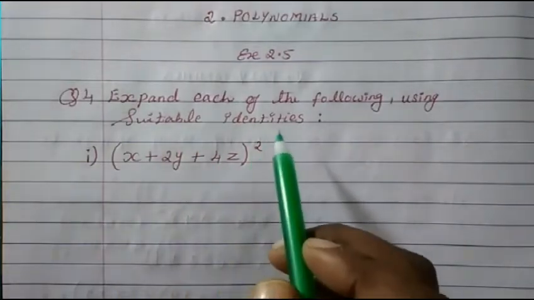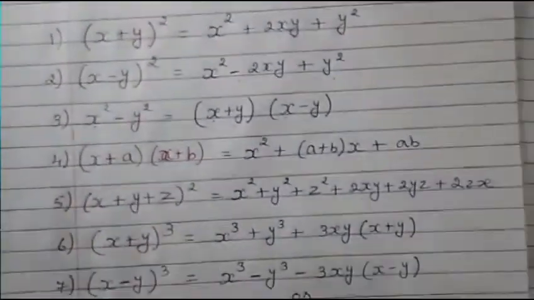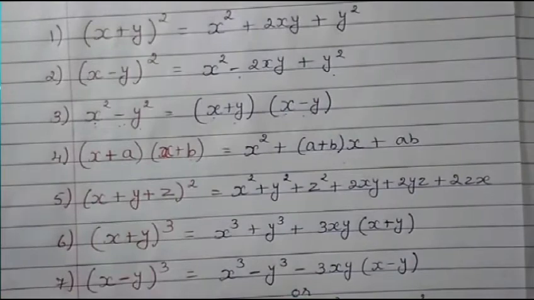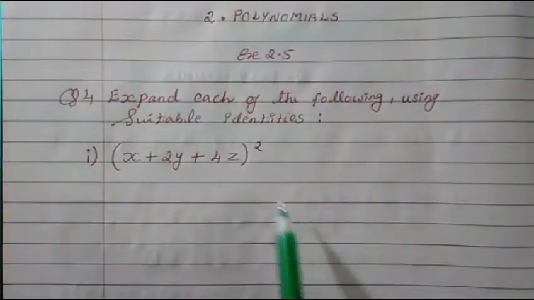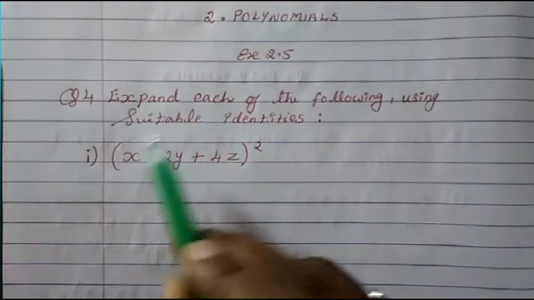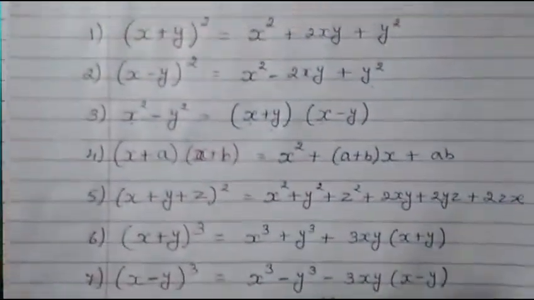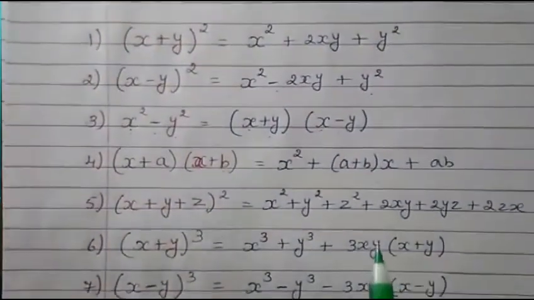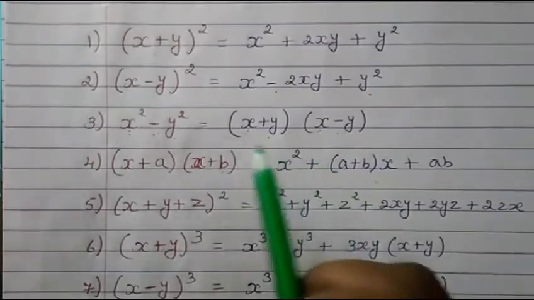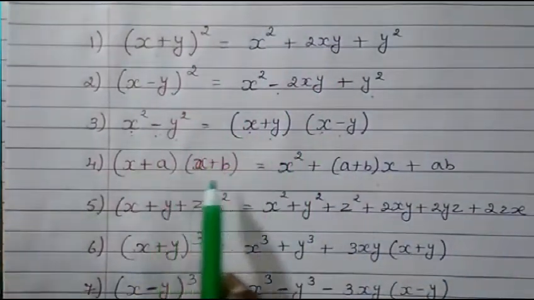I already explained to you that there are 8 identities given in your textbook. So we have to find out which is the suitable identity and then expand using that. Now you see here you have x, y, z and the whole square. Which identity will suit here? You have x, y, z, all three, whole square. So this is not the one, neither this will suit nor this will.